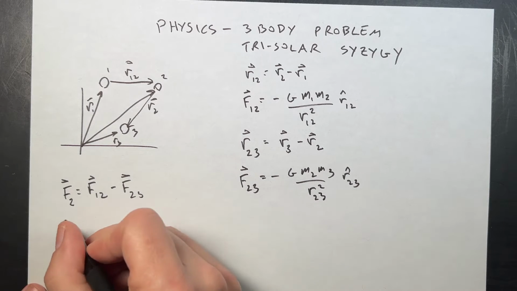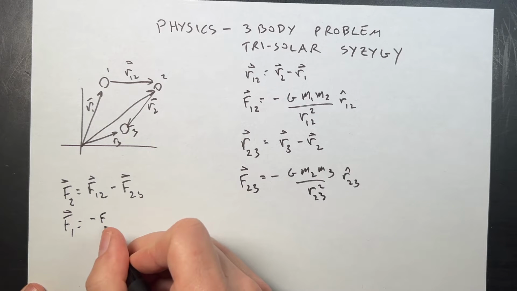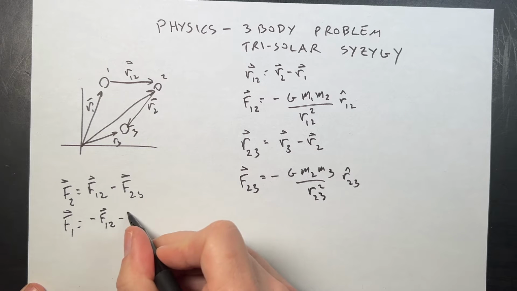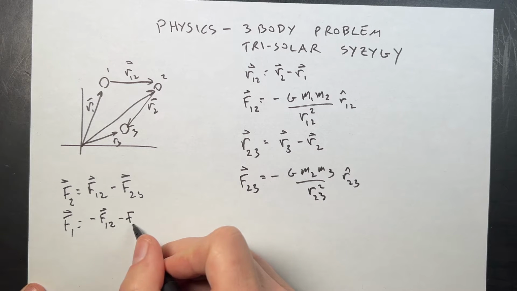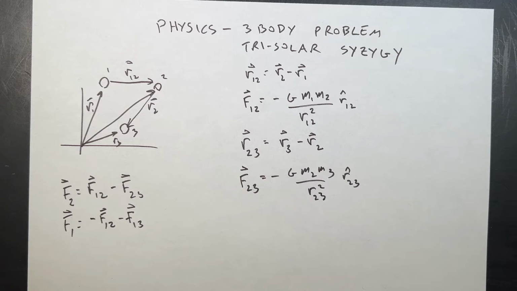And then I'll just do the same thing for F1. It's going to be equal to negative F12, and then I'll do minus F13, and I can do that for all of them. Now, once I have the forces on them, now I can use numerical calculations to find the motion.